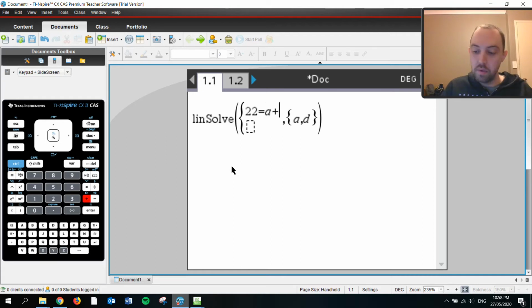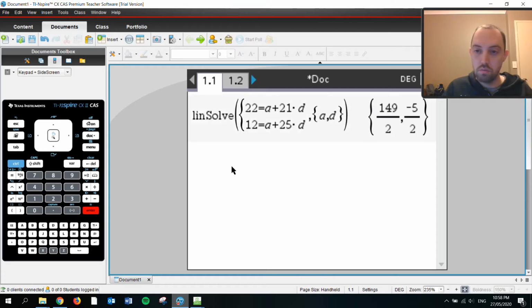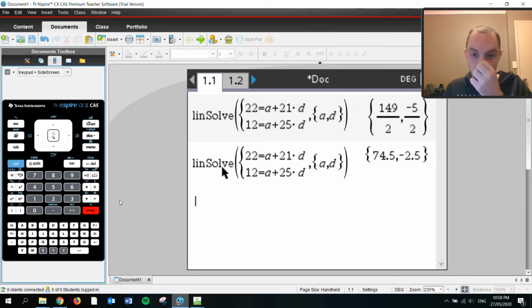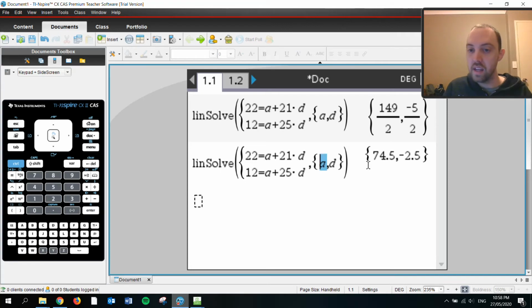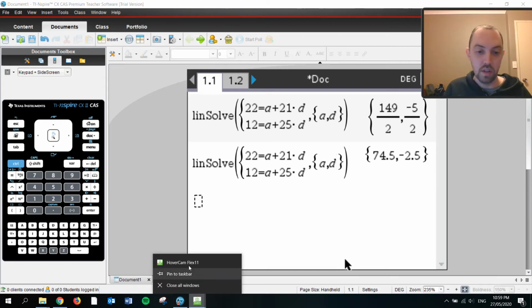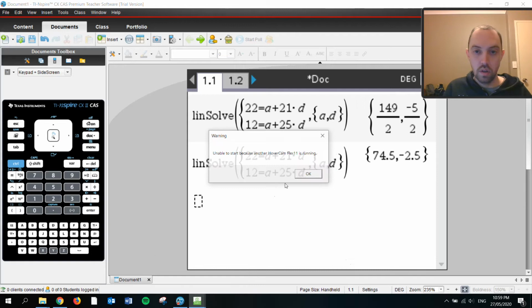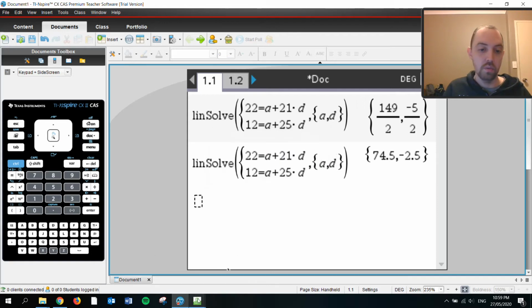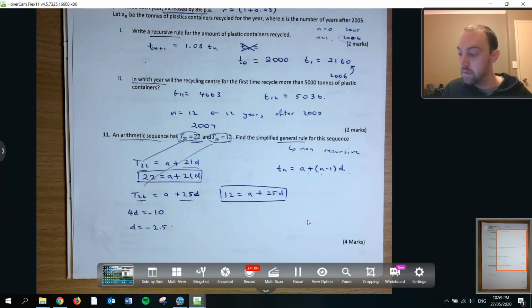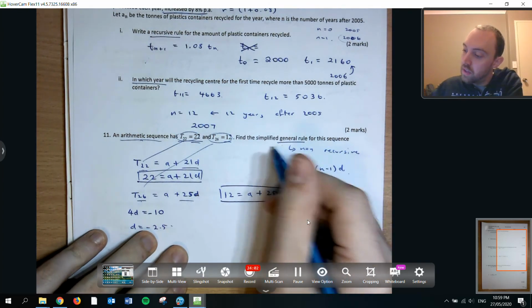22 is equal to A plus 21D. 12 is equal to A plus 25D. Well, fractions might not be our best friend at the moment. There it is. Okay. Follow the calculator. A is 74.5 and D is negative 2.5, which is what we were saying before, wasn't it? D was negative 2.5. I've opened it up. Again, don't want to do that. That's better. Now we've got to fill in the general rule.